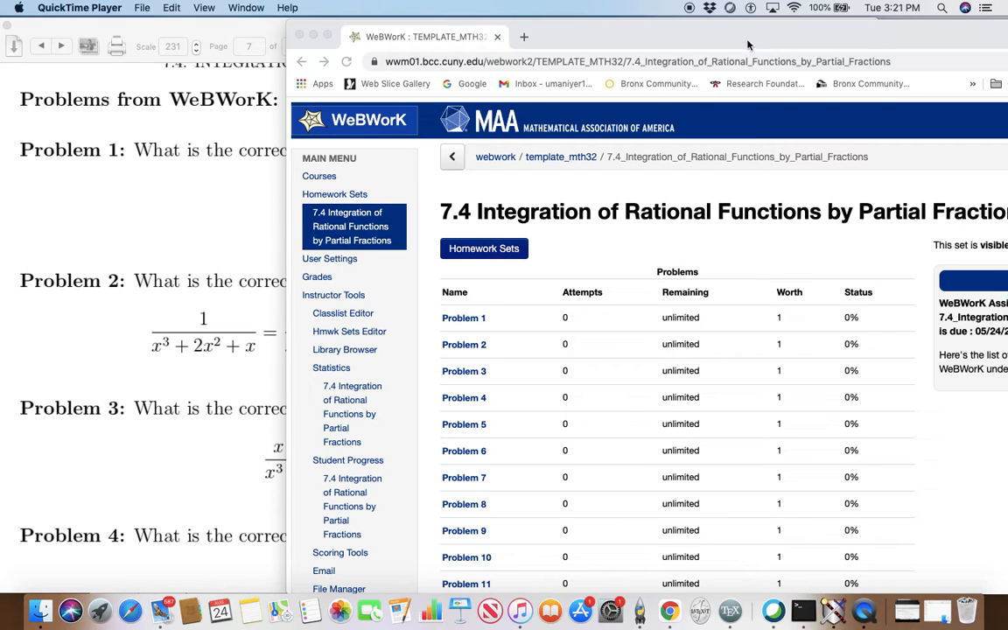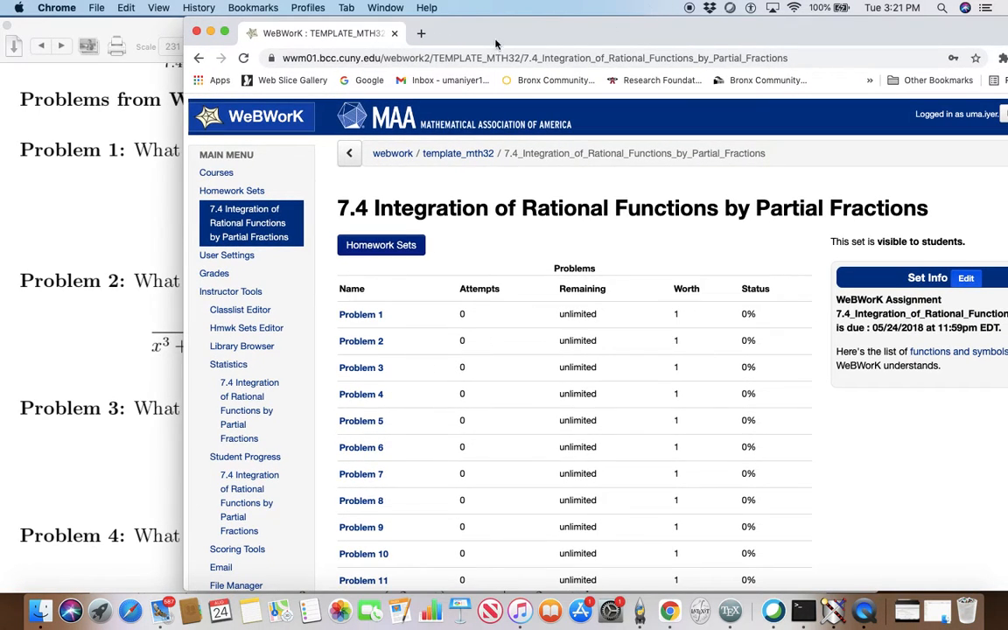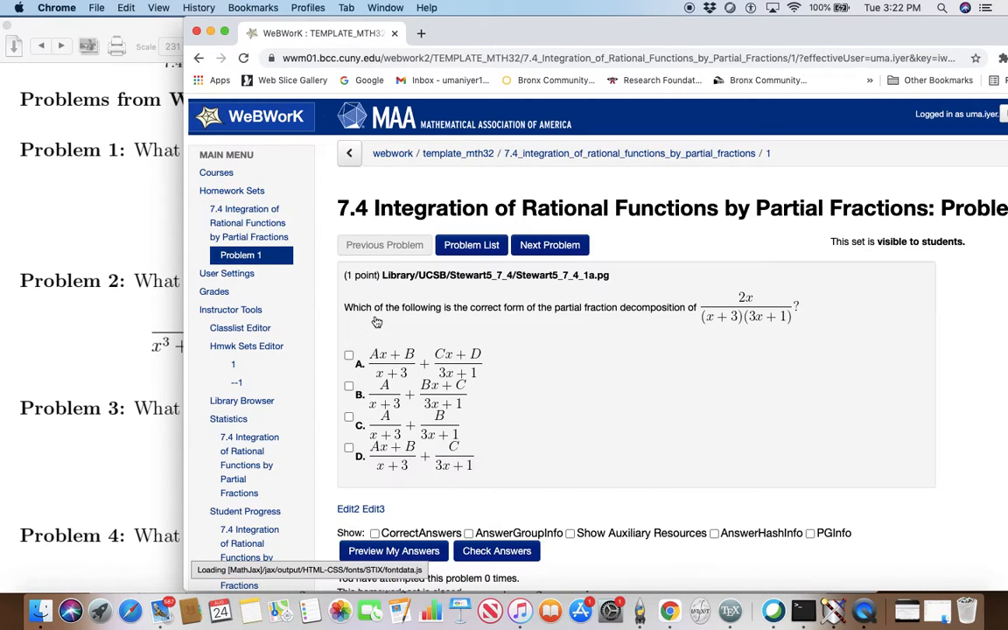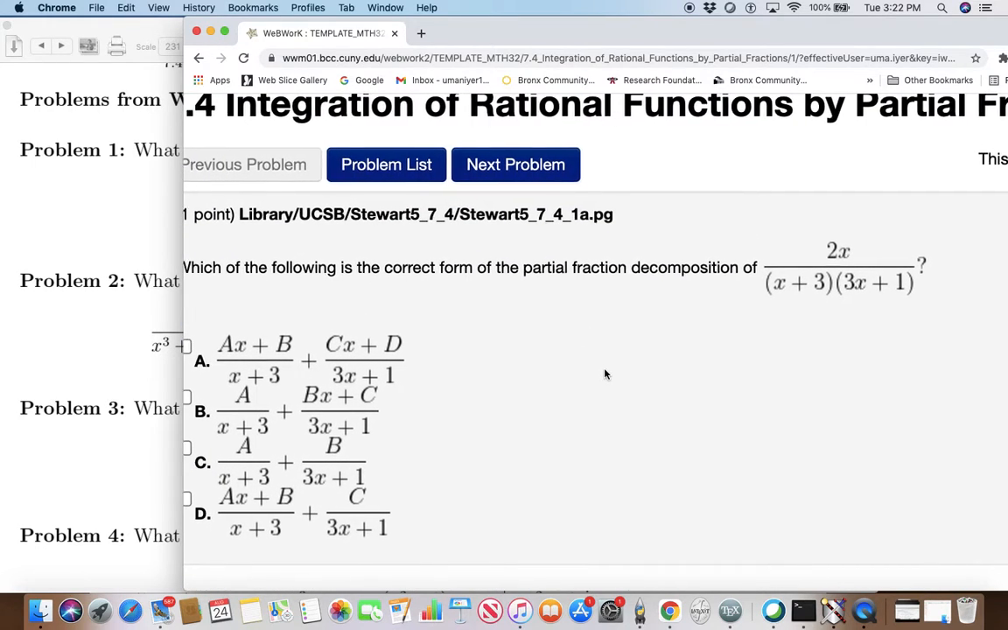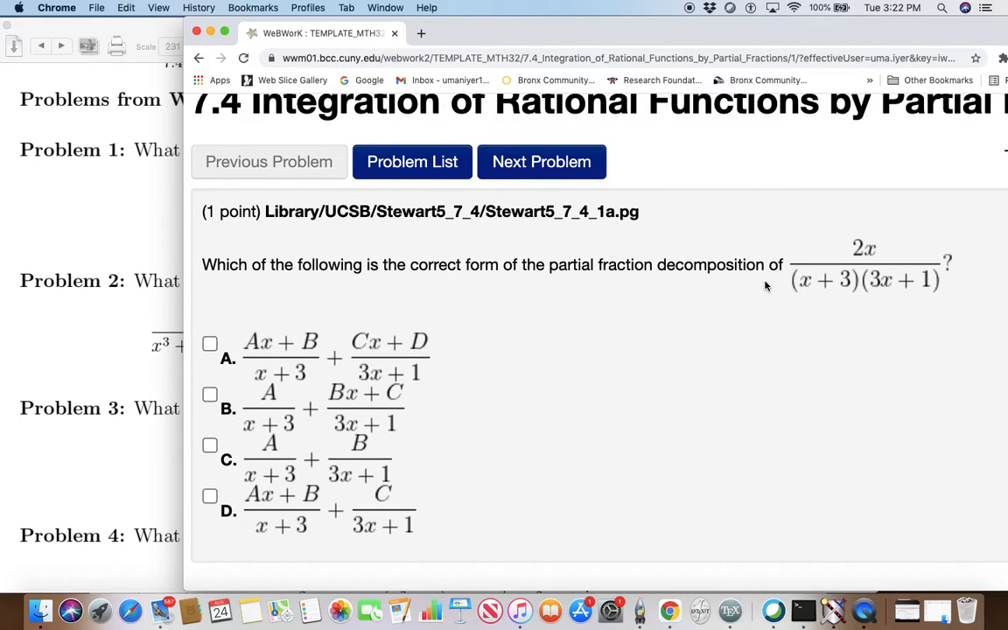Welcome back. Now we start working on problems from WeBWorK, section 7.4, integration of rational functions by partial fractions. Problem 1. Which of the following is the correct form of the partial fraction decomposition of 2x over (x plus 3)(3x plus 1)?